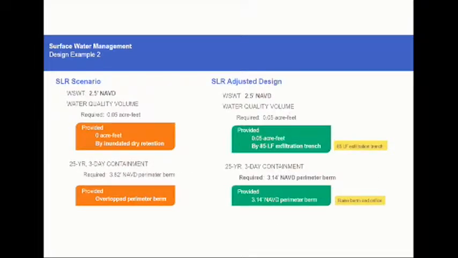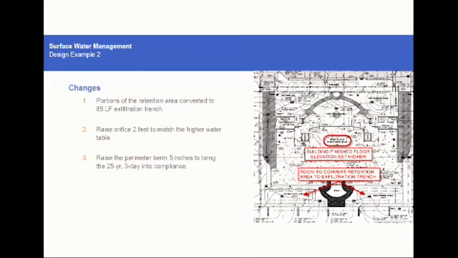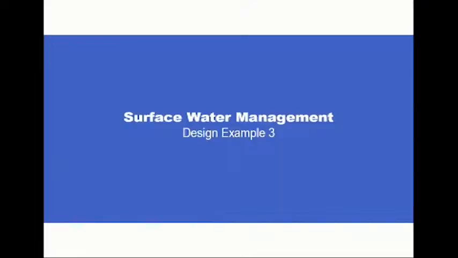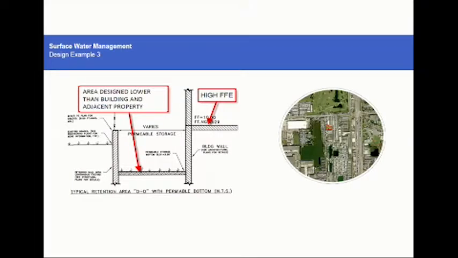So how do you fix this site? Well, you could retrofit it with exfiltration trench. Again, 85 feet of trench, probably less than $10,000 if you had put it in initially. And then, of course, you'd have to raise the perimeter berm. Again, going back to the site plan and looking at it, there is an area where the 2 dry retention ponds are. You could put the exfiltration trench there later or now. And then, of course, you'd have to raise the orifice on the discharge and the perimeter berm, but they could all be done at some point in the future.